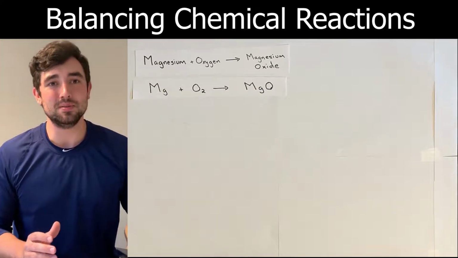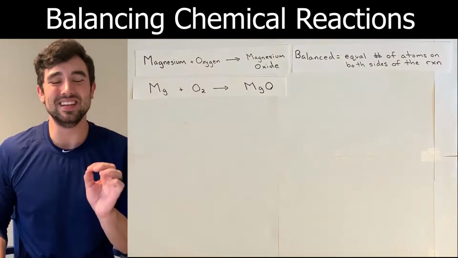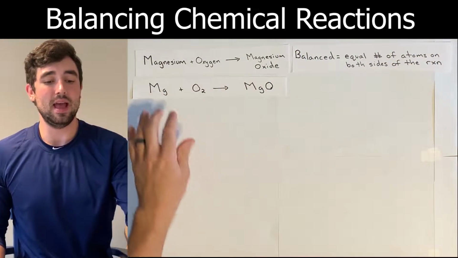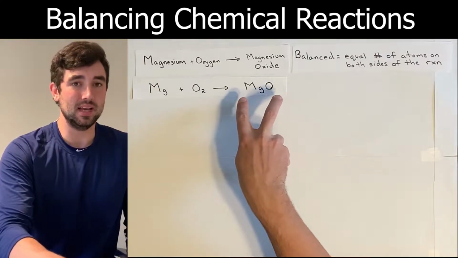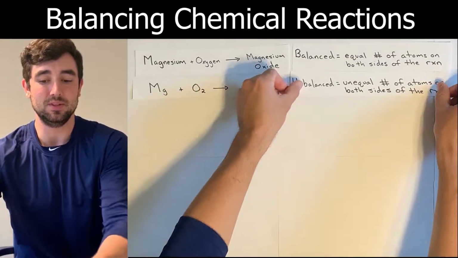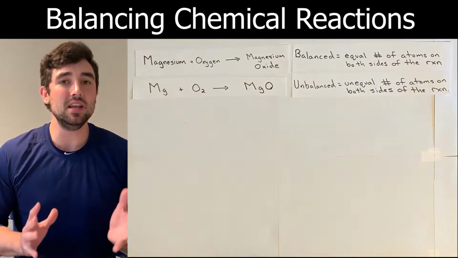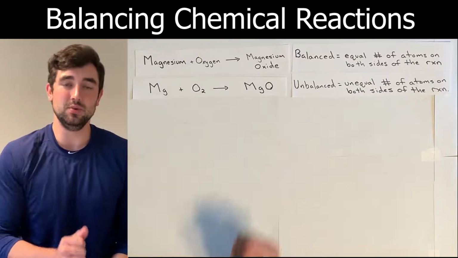So there are two types of chemical reactions. There's going to be a balanced chemical reaction, which means there is an equal number of atoms on the left side, or the reactant side, as there will be on the right side, or the product side. An unbalanced reaction is exactly what you would think it would be. There is an unequal representation of magnesium on the left side in comparison to it on the right side of the equation.